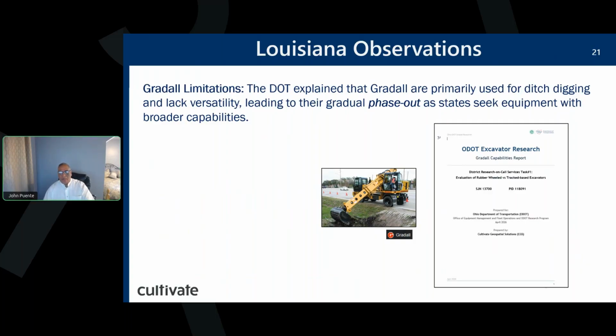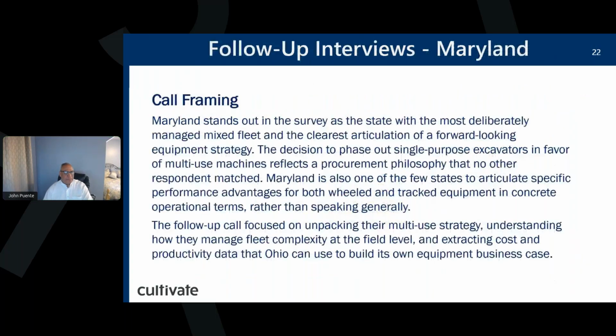For those of you that are interested, you can see on the screen that we documented a Gradall capabilities report that outlines the pros and cons of the Gradall, along with a side-by-side summary that compared the functionalities to both the wheeled and the tracked excavators. All of this was part of the final package that we delivered to the Ohio DOT. So there are going to be a number of reports that I'm mentioning here that were part of the larger package and not just the final FHWA deliverables.